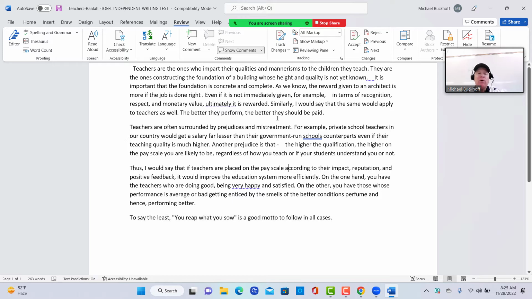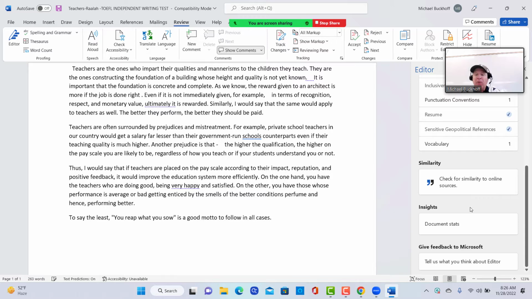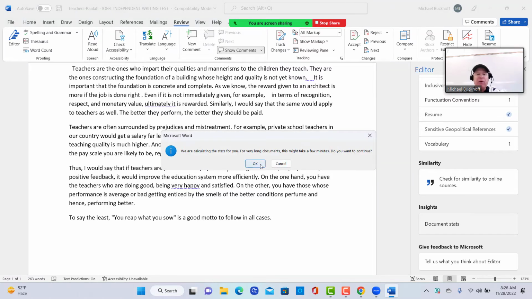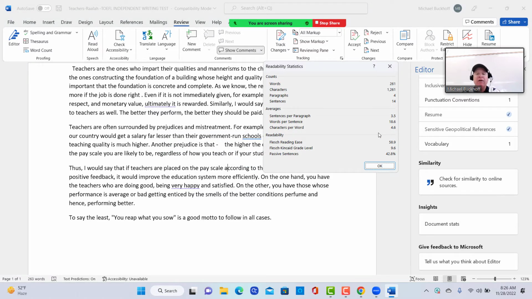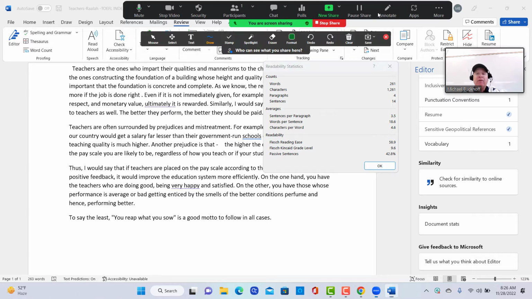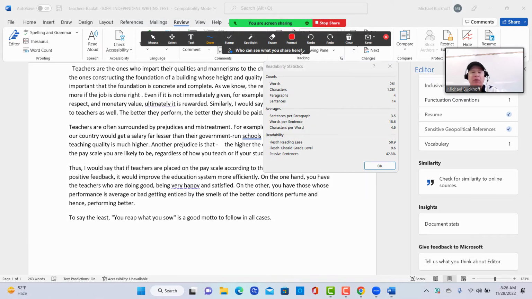So what is your score here? Now, there's one more thing I want to do. I want to look at the document stats that Microsoft Word has about your writing. So you'll notice here, let's take a look at a couple of important things. Your average number of words per sentence is 18.6, and the average number of characters per word is 4.6. What does that mean?